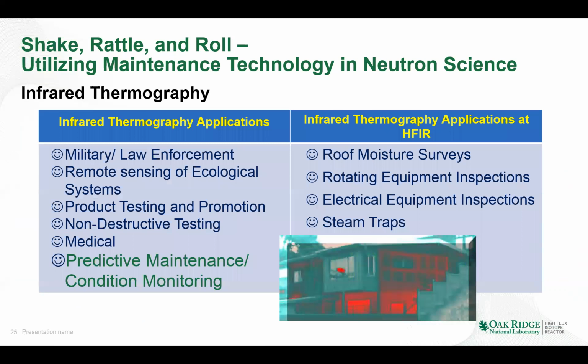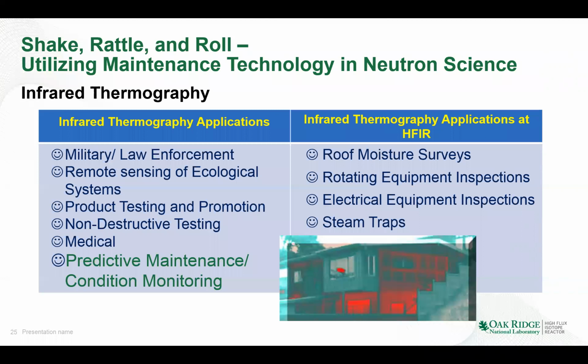Some of the applications of infrared thermography are military and law enforcement, remote sensing of ecological systems, product testing, non-destructive testing, medical, and what I do is predictive maintenance and condition monitoring. And what we do at Hyper is we do roof surveys, rotating equipment inspections, electrical equipment inspections, and steam traps.